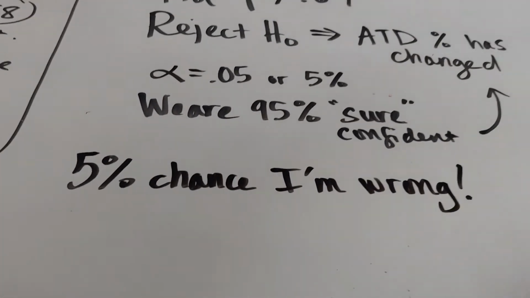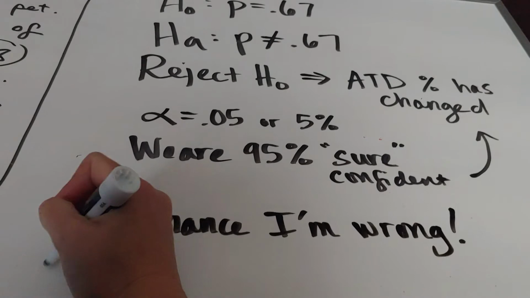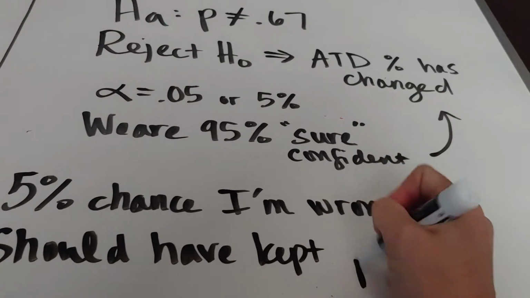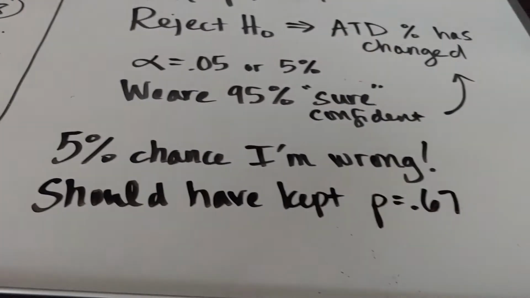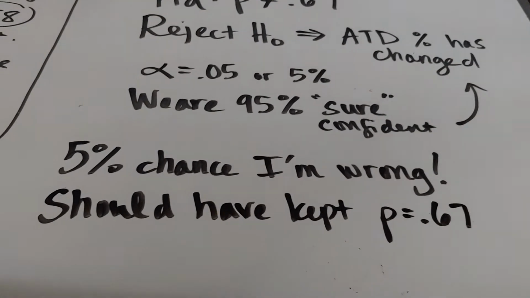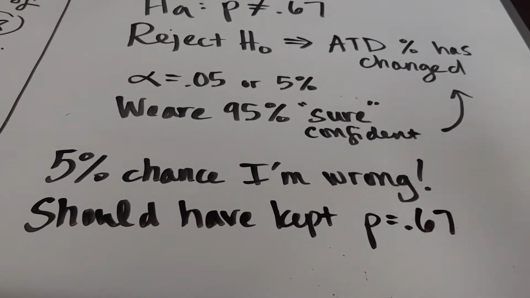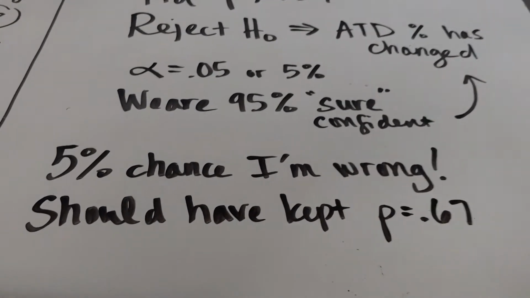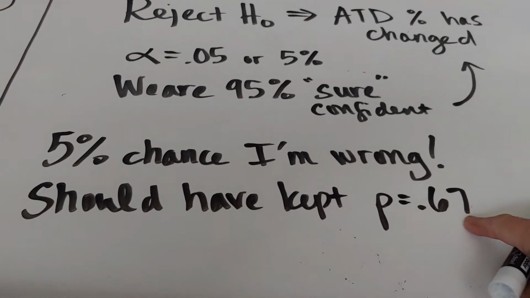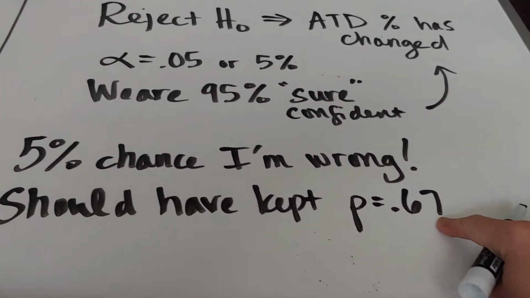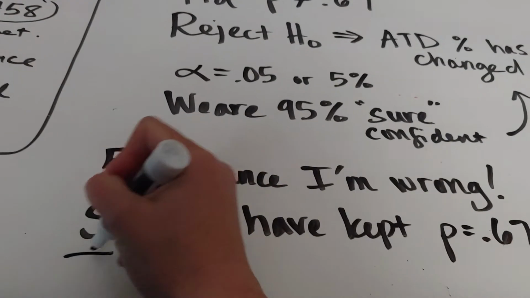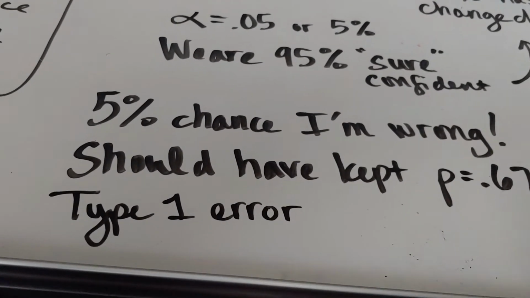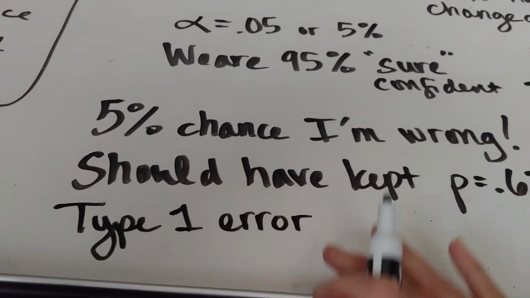Okay. What that is saying is that if I'm wrong, I should have kept the null, which is 0.67. So what I'm saying is that it could be possible that my data is wrong. I just happen to have 635 households, which are different than the typical group, and that it really is still right around 67% of Americans that own a pet. Okay. What this is called is a type 1 error. A type 1 error is only possible when I reject the null, and I should have kept it.